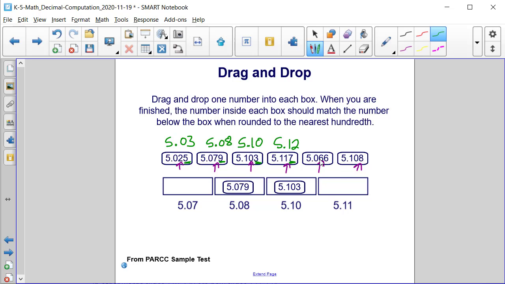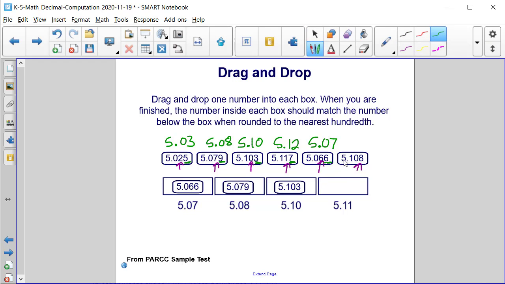Now let's look at 5 and 66 thousandths. Does the 6 in the thousandths place round the 6 in the hundredths place up to a 7 or keep it the same? It rounds it up to a 7. So this one is 5 and 7 hundredths. Is that one of the remaining numbers? Yes, it is. It's the first one. So let's drag that value in there.